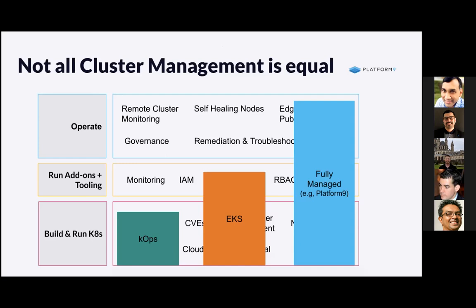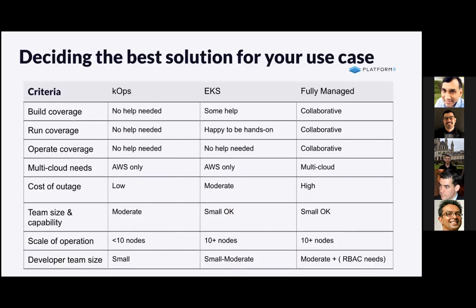So the question ultimately becomes, how do I make a decision, right? Should I use Kops? Should I use EKS? Or should I go fully managed, right? As we've been saying throughout this session, if you don't need any help, and if you have a relatively small scale of operation, let's say less than 10 nodes, and you have a moderate team size and you feel like, hey, we can manage this ourselves, no outside help is needed, and also, we're going to just stay with AWS, right? And you don't have really high, mission critical applications and high uptime requirements. Hey, then knock yourself out. Kops is your best solution.